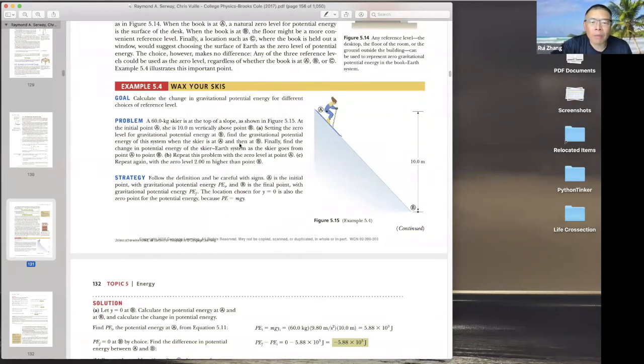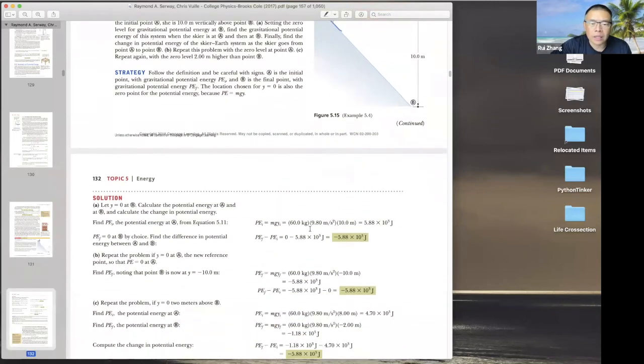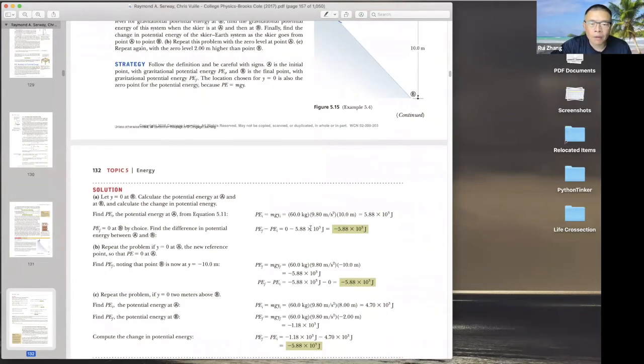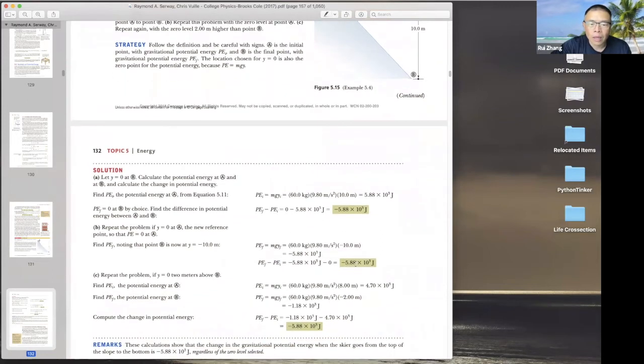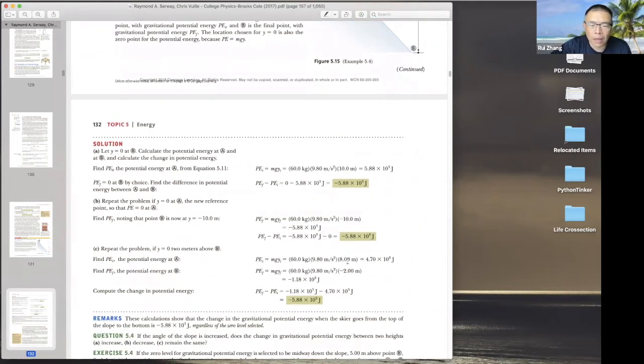In this problem, it's basically asking you to calculate potential energy. This guy is going from A to B, and then you have two choices of reference plane. First, you choose B as your reference plane. Second, you choose A as your reference plane. In these cases, you see that the potential energies themselves might be different, but the difference between these two is always the same. So it's independent of the reference plane. It's basically the same as we did, so I don't think we need to do this one.